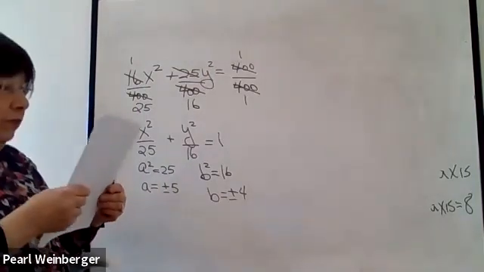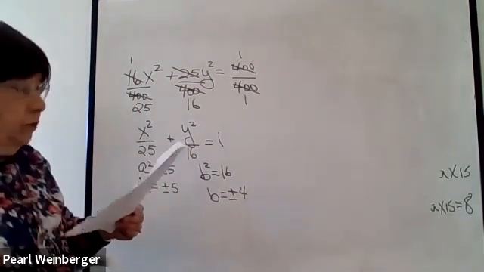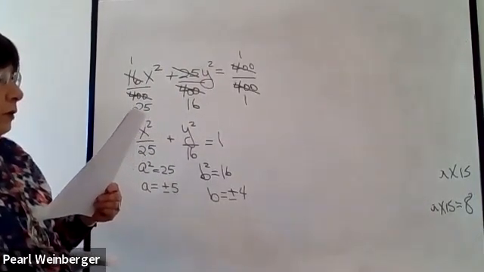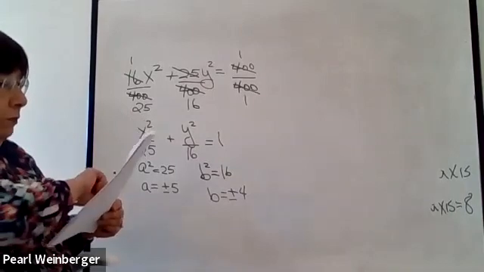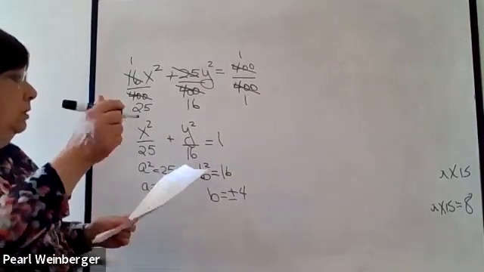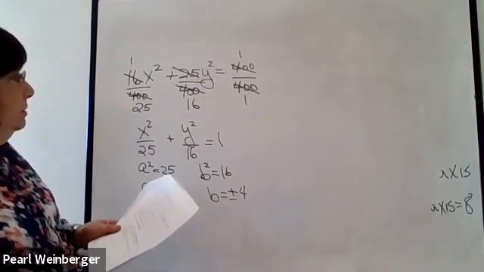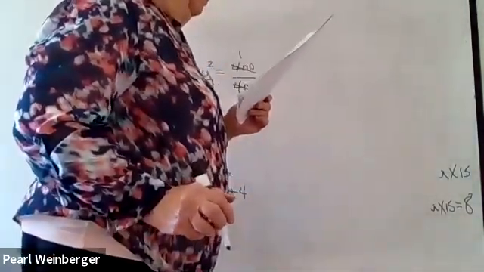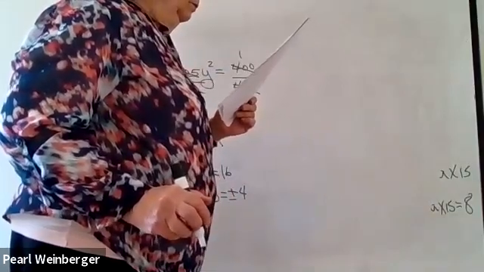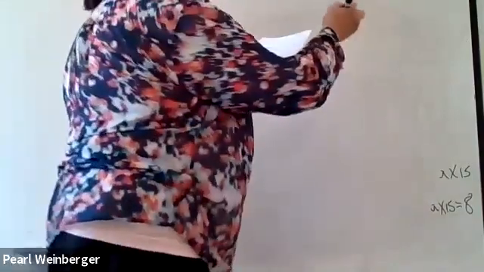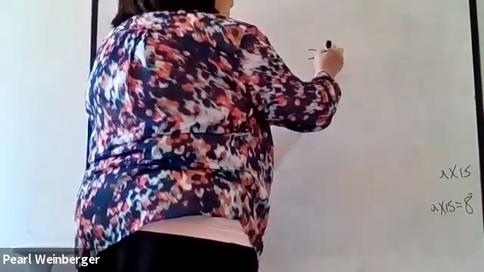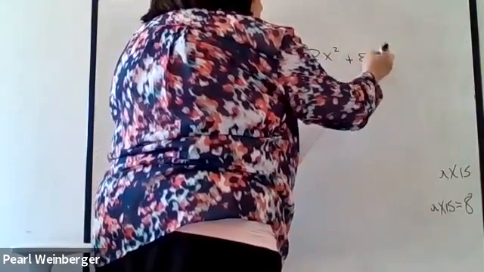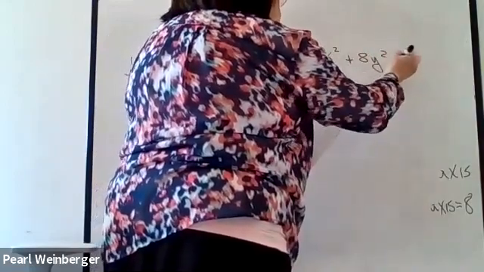Okay, so I'm going to give you an example. Suppose I give you this example: 2x squared plus 8y squared equals 32.